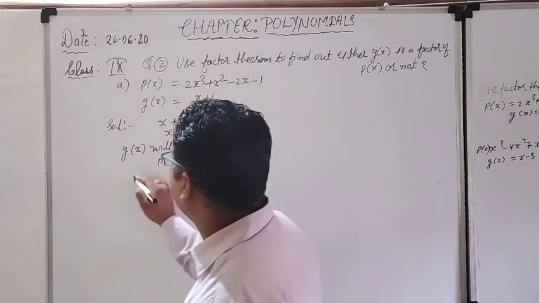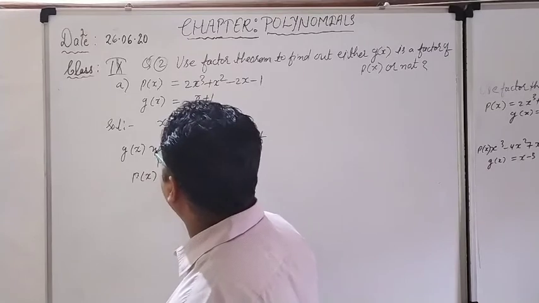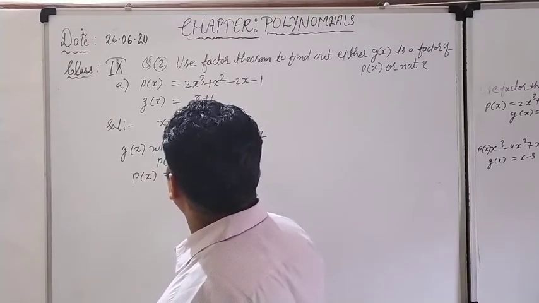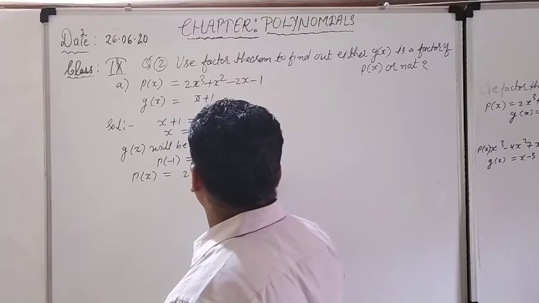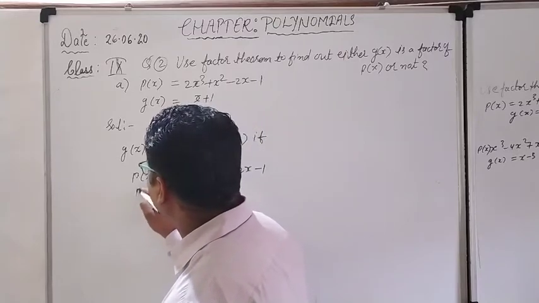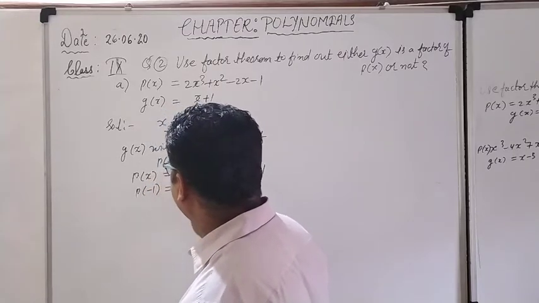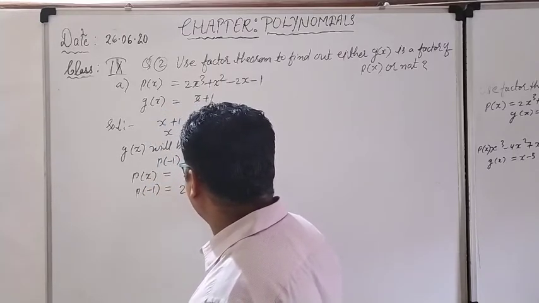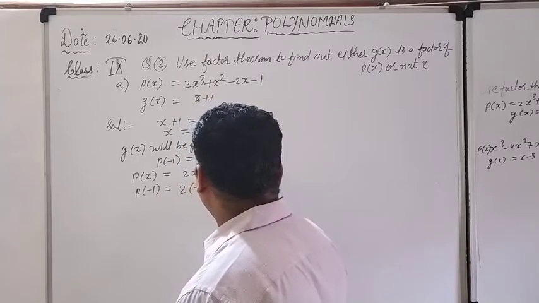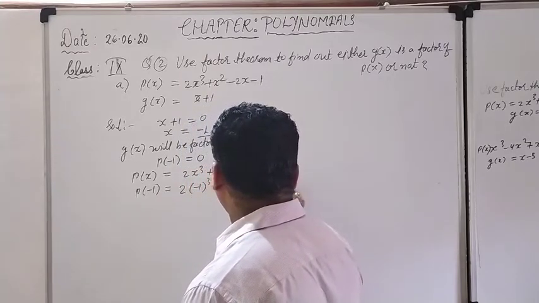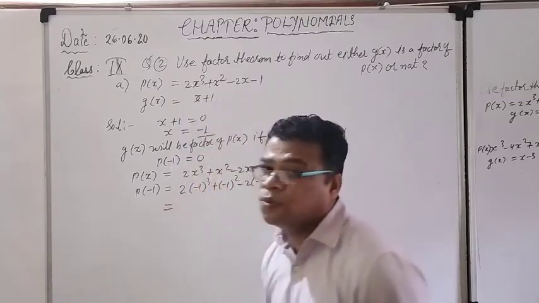Right now see, whatever the value of p(x) in front of us, 2x cube plus x square minus 2x minus 1, wherever x is coming we have to fill in the value minus 1, nothing else. So I am filling in the values, you can also do that, very easy work. Nothing is special, same thing.